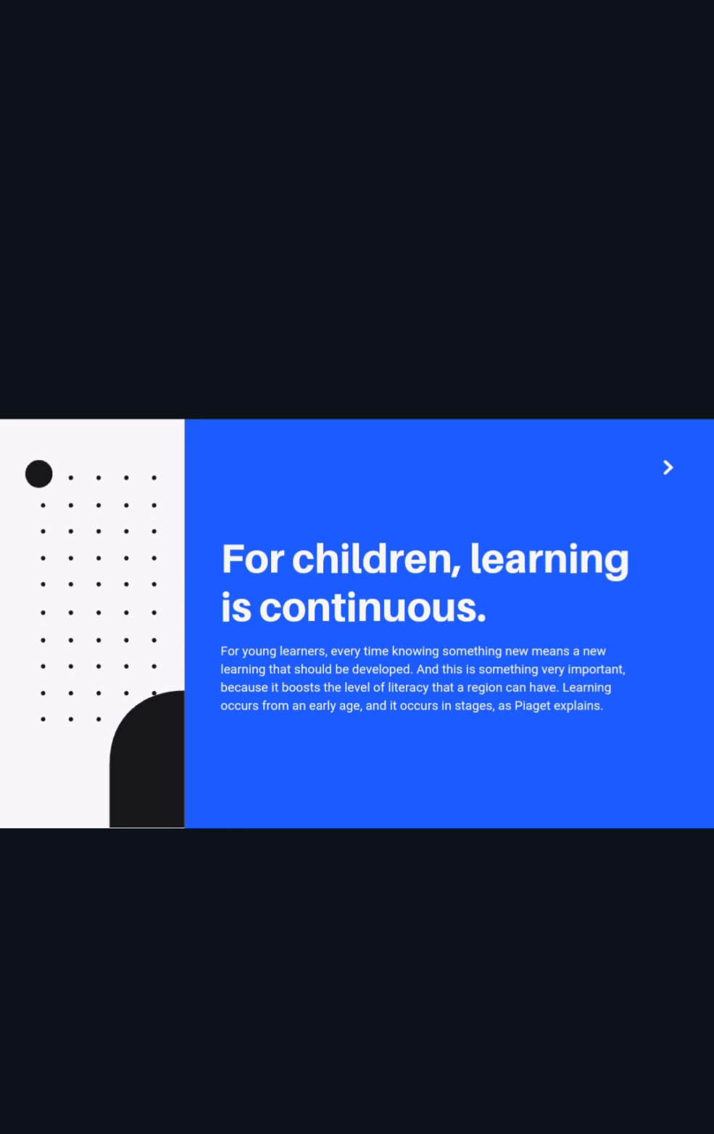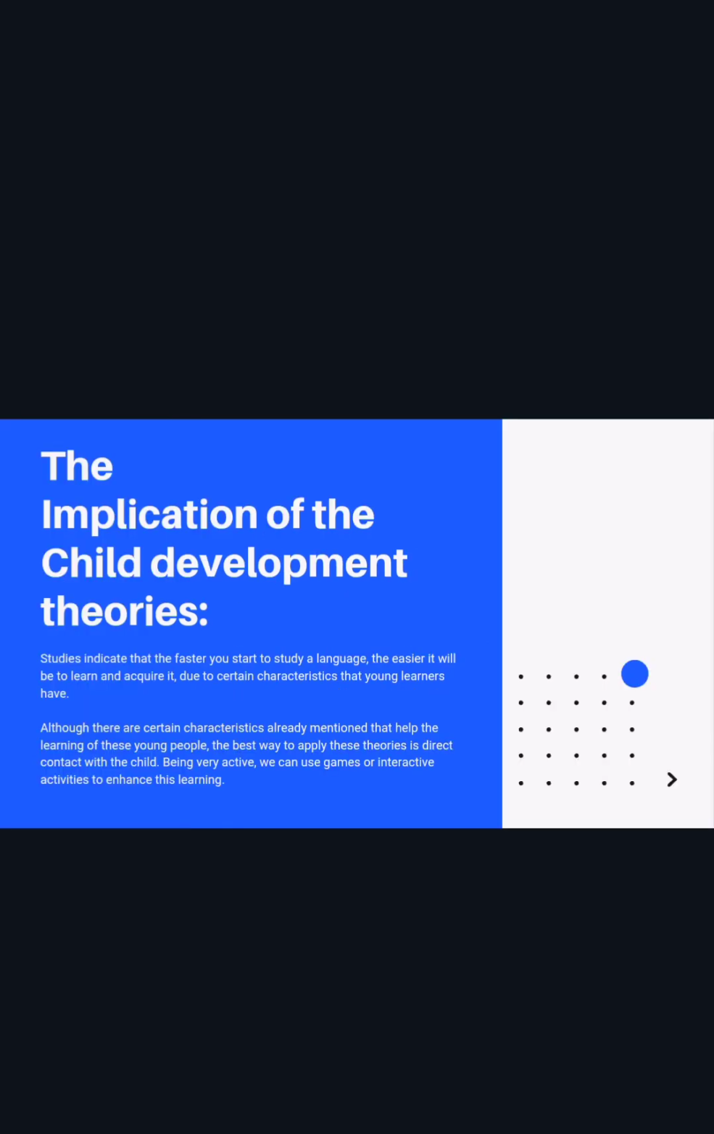Learning occurs from an early age, and it occurs in stages, as Piaget explained, for example. The implication of the child development theories.